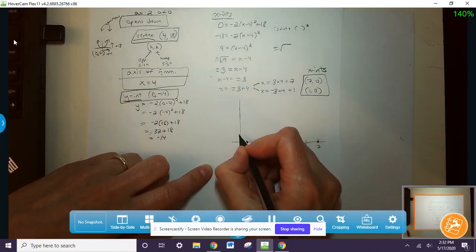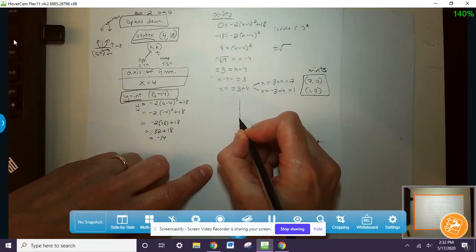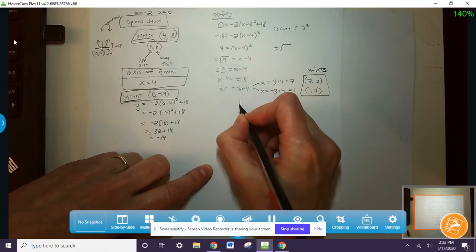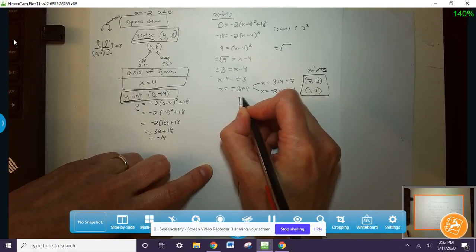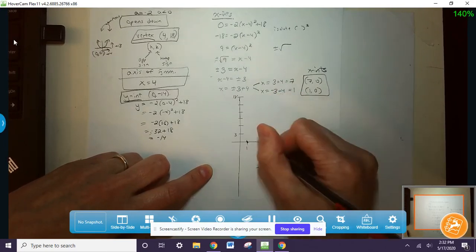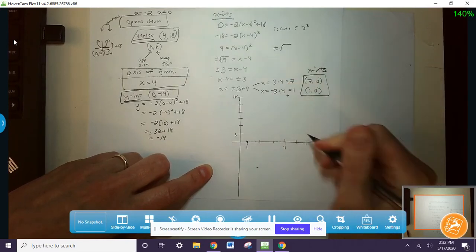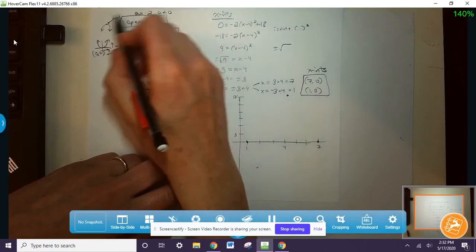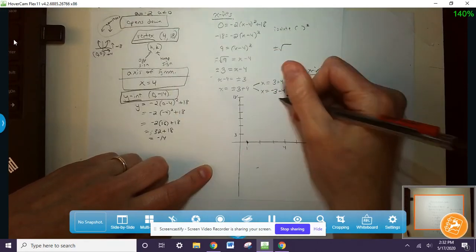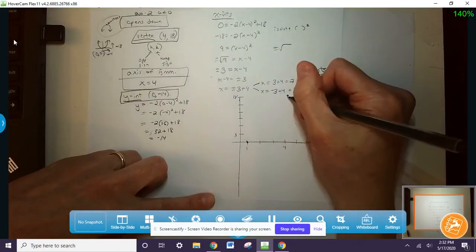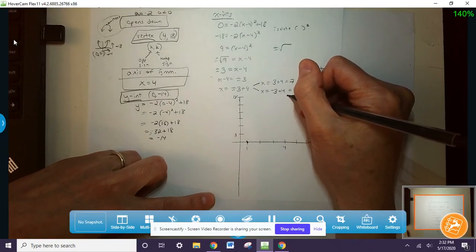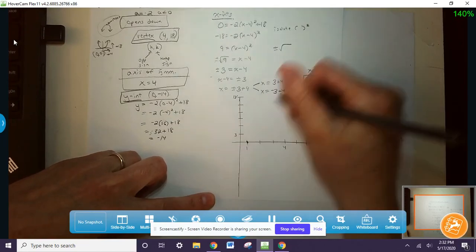So here's 3, 6, 9, 12, 15, 18. I barely fit that. Okay, there's my vertex at (4, 18). And remember, this opens down, as we discovered before, so it makes sense that the point is up here, and we're going to have a U that opens down. It's going to fit together nicely.